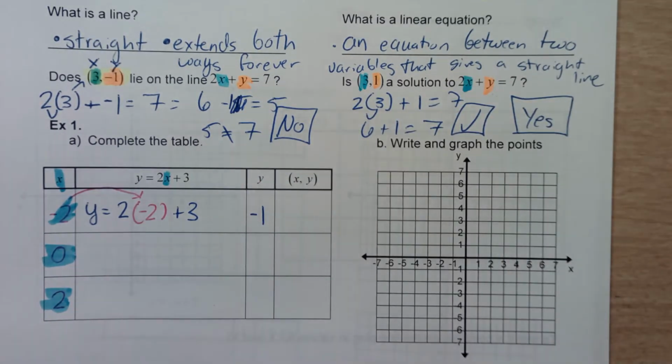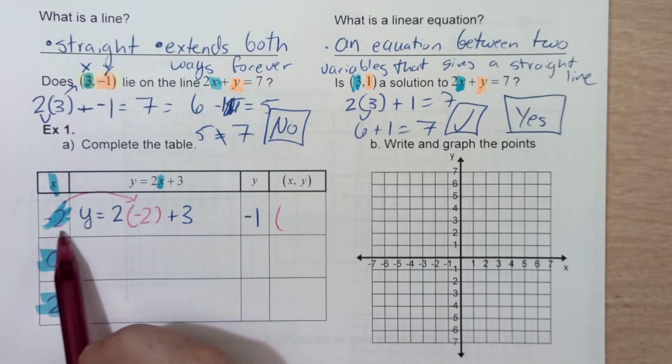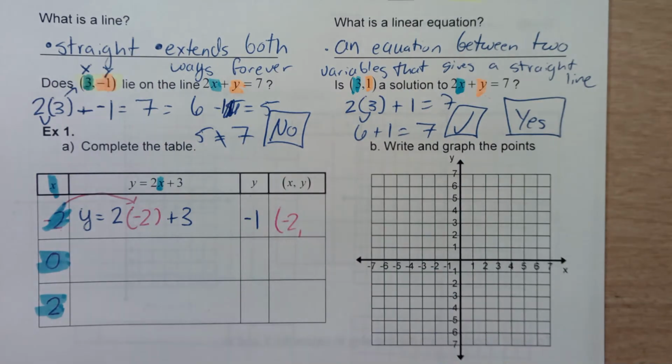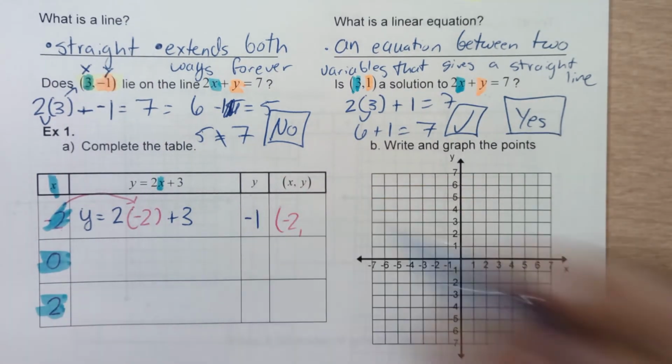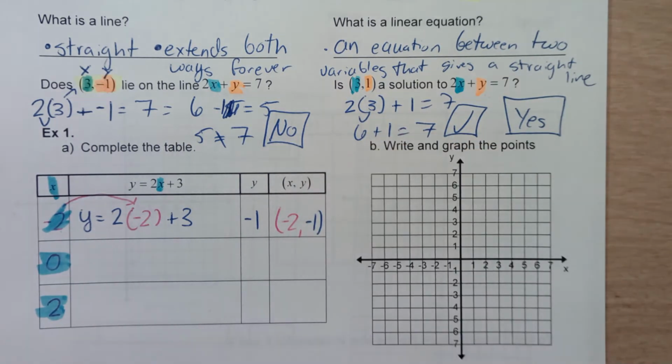Now my ordered pair would be, remember, x always comes first, and my x was negative 2. So it'll be negative 2, comma, and my y was negative 1. So it's going to be negative 1. That's my first ordered pair. I'm going to complete the rest of the table, and then we will graph these points.